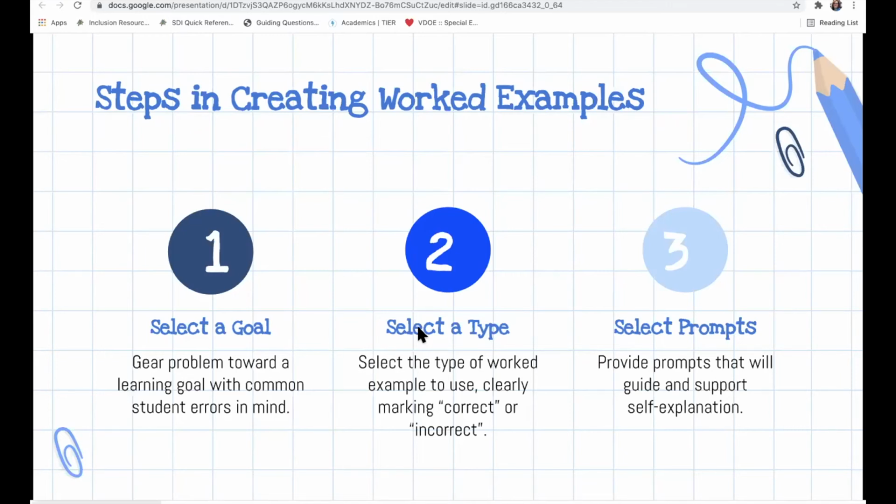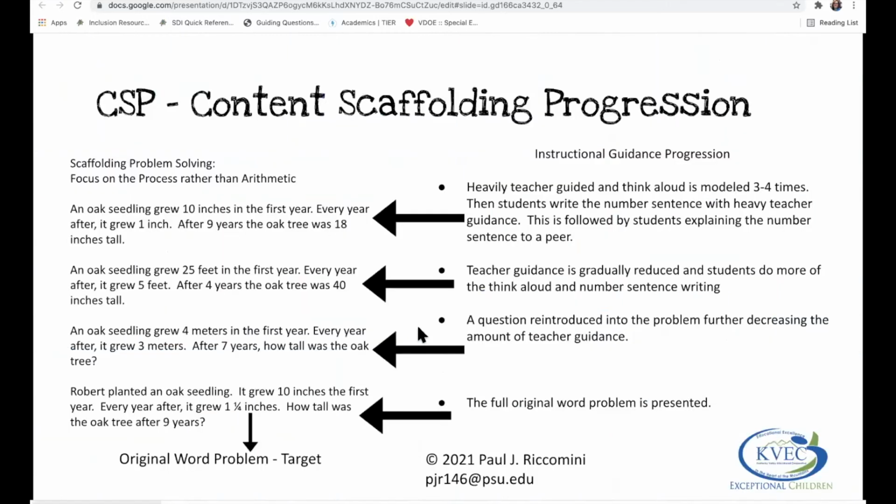Select the type of problem you're going to use. Make sure that you start out with correct and you move into incorrect, or you move into a partially completed problem and then an incorrect, but always start with correct so they can see the right way to do it. And then select prompts that are going to guide the self-explanations that's going to help guide them in the questions. Now, our next thing that we're going to talk about is CSP, or Content Scaffolding Progression.